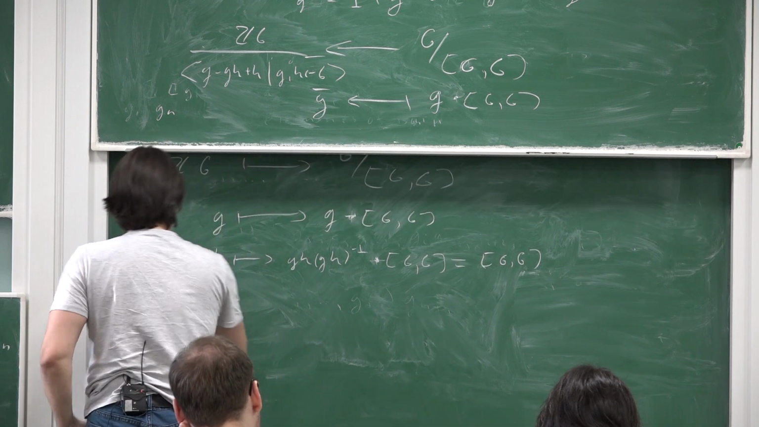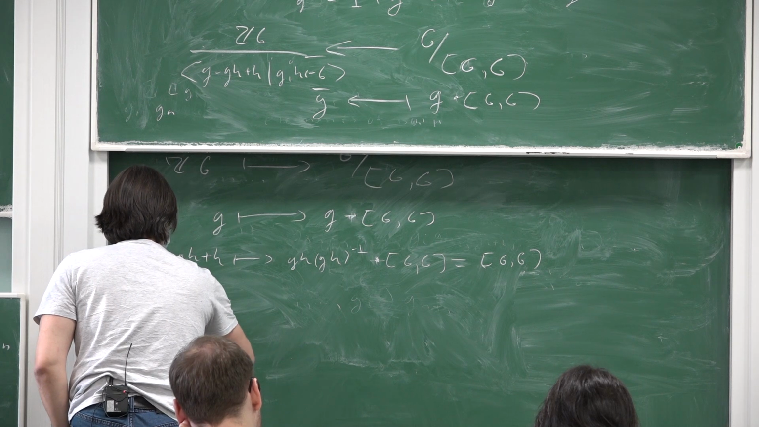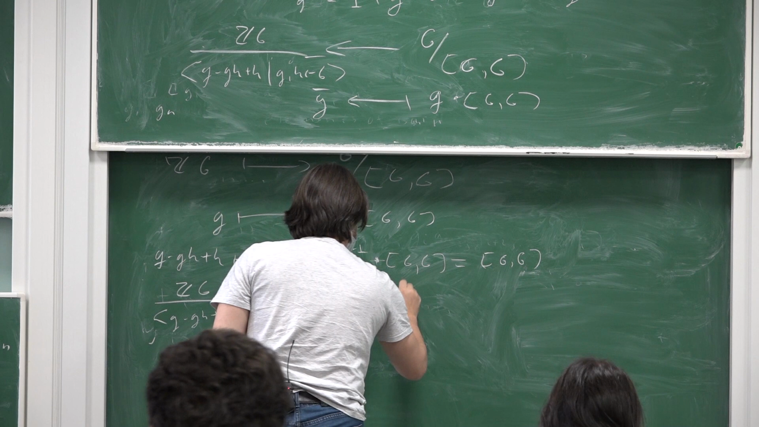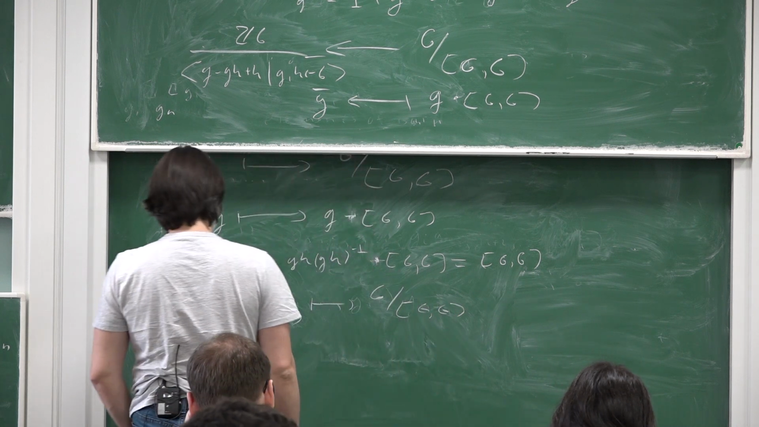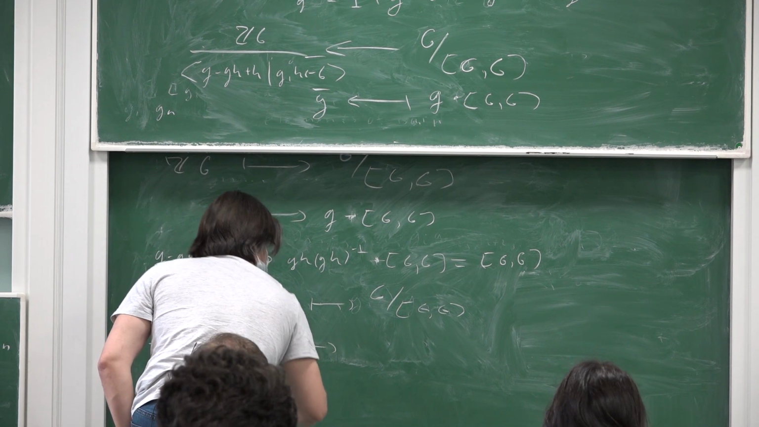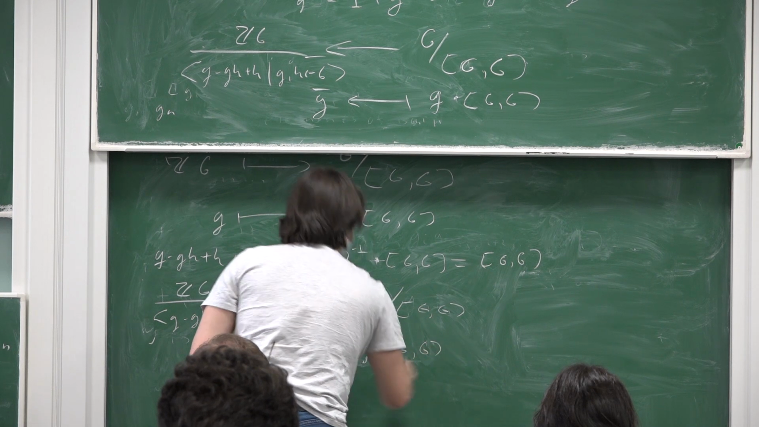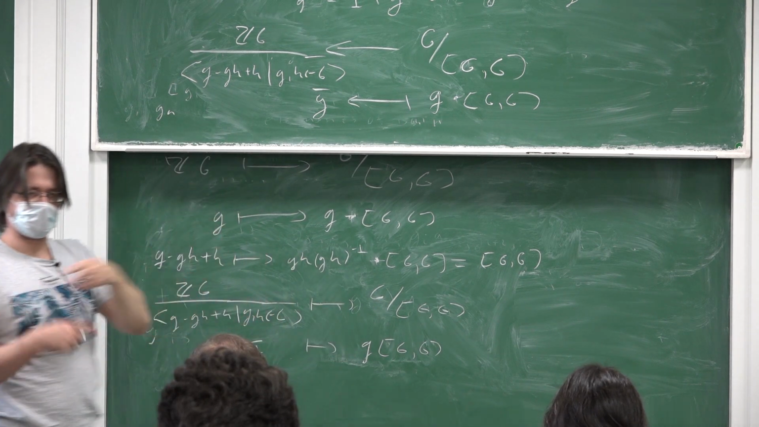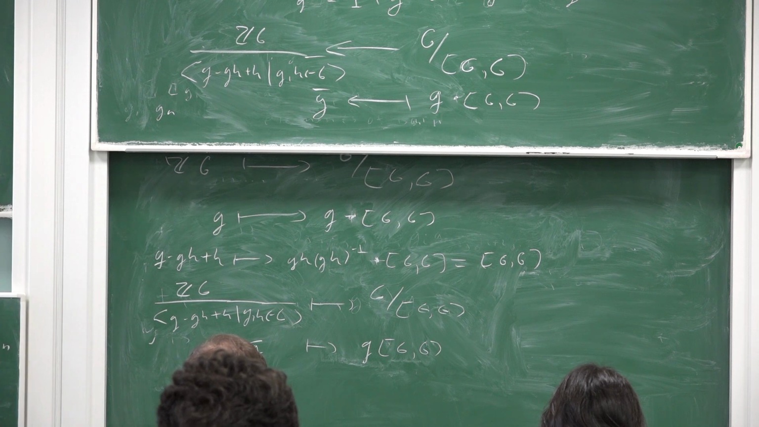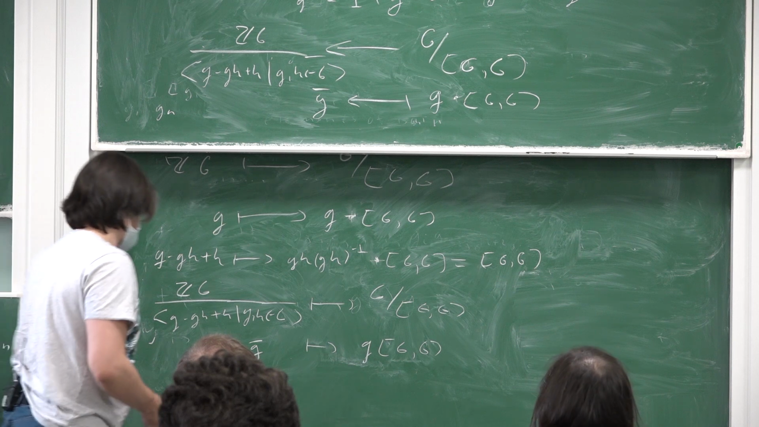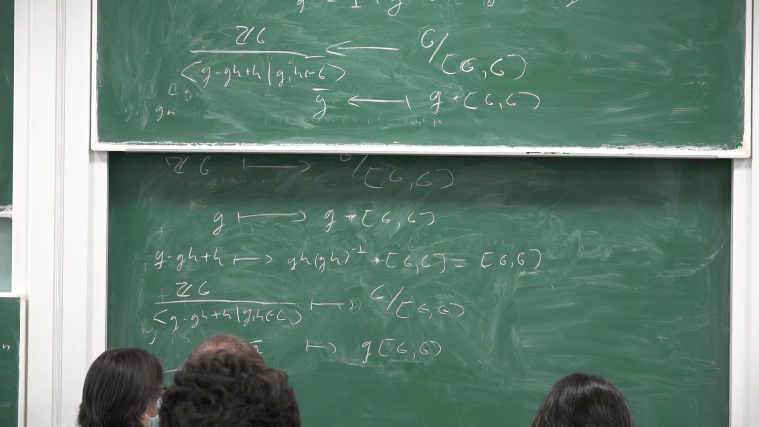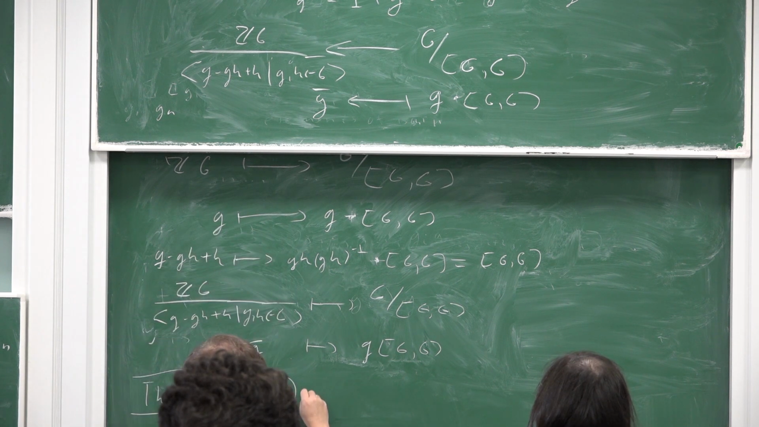So we get a map from ZG factor G minus GH plus H to G factor commutator, which is a homomorphism of groups, and that sends G to G. From this formula, it's clear that these maps are mutually inverse to each other, and thus we obtain the theorem that H1 of G, Z is isomorphic to the abelianization of G.